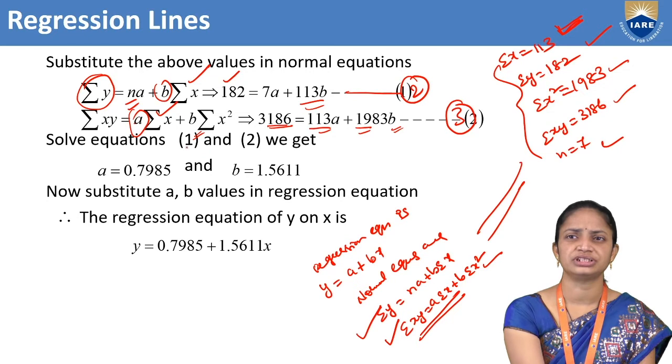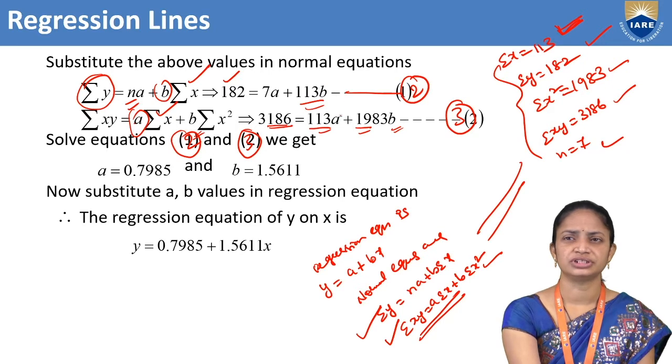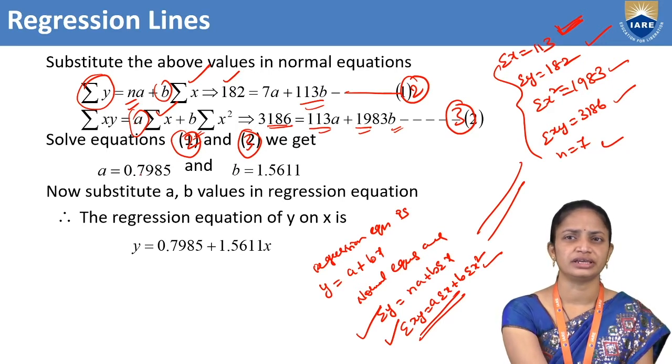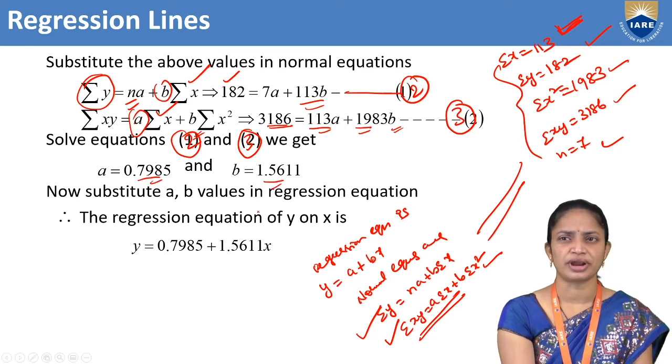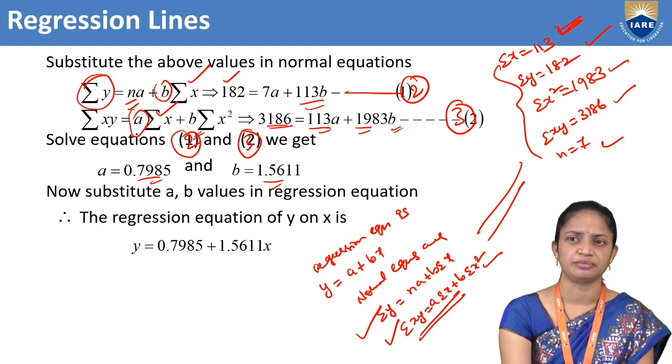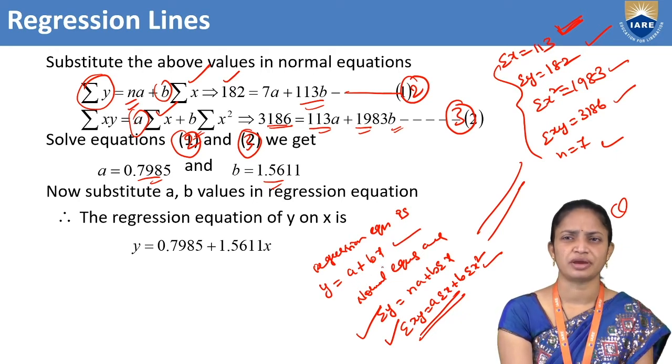So solve equation 2 and 3. After solving we will get a value is 0.7985 and b value is 1.5611. So now substitute a comma b values in the equation, that is y equal to a plus bx.